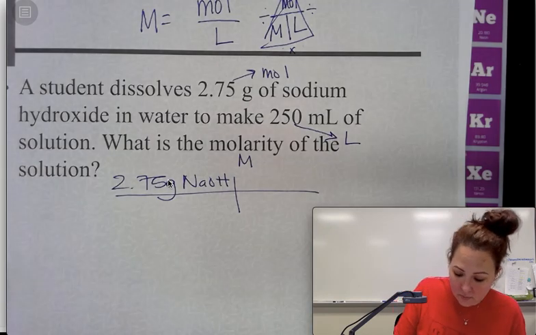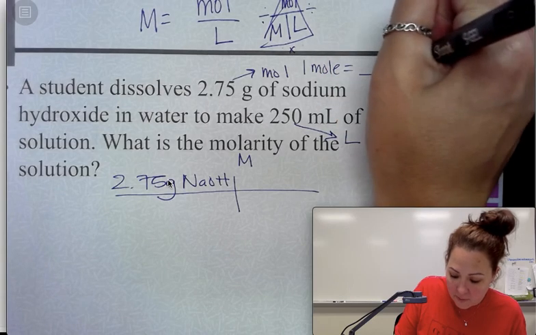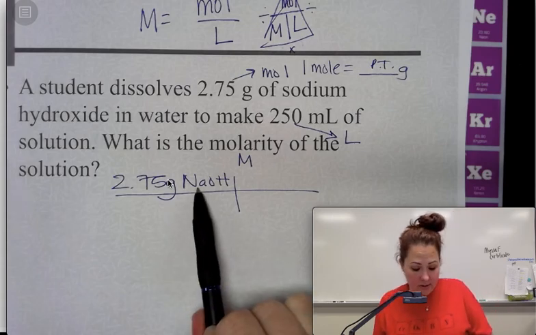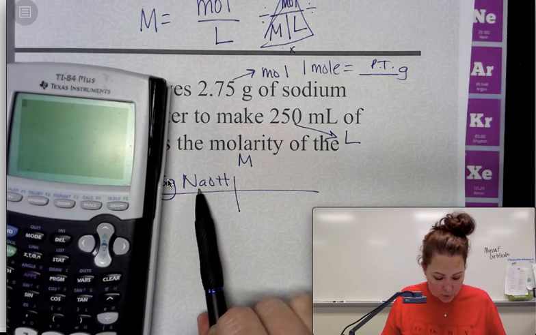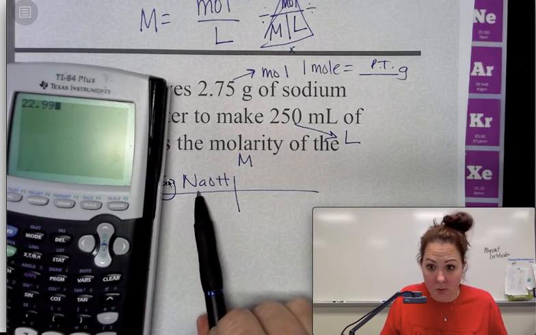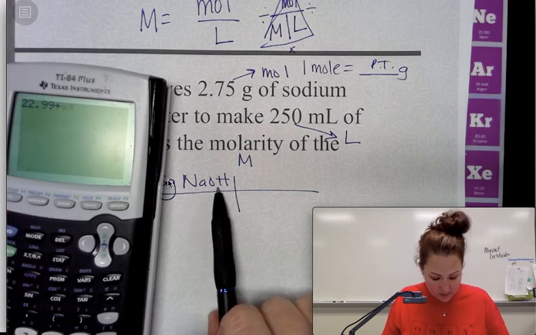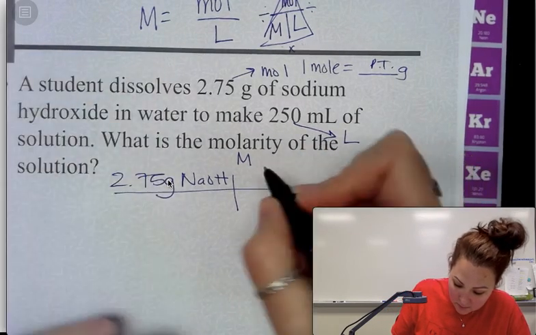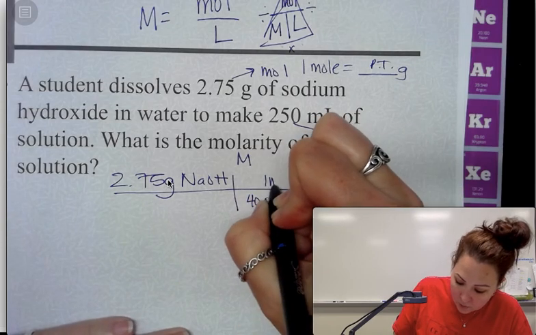To do that, we have 1 mole is equal to however many grams there are from the periodic table. So to get the molar mass of sodium hydroxide, I find the mass from the periodic table. Sodium is 22.99. Remember, molar masses always have 2 decimal places, so that's why I have 2 decimal places. Plus 16 for my oxygen, plus 1.01 for my hydrogen. That gives me 40 grams is the mass of 1 mole.